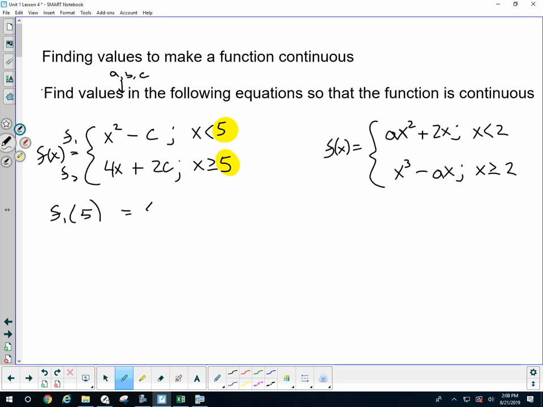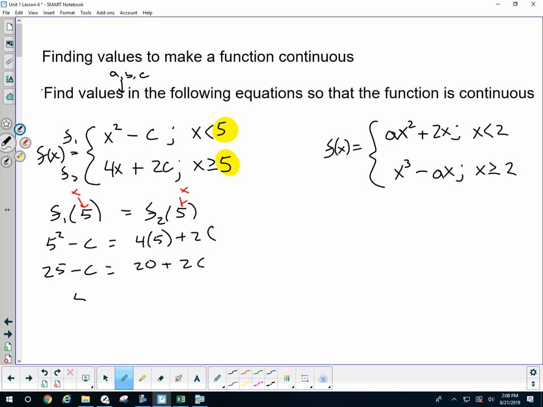Now, before we go too far, remember, this is an x value. So plug in 5 for x, not for c. I'm trying to find c, and this is f of x. So this is 5 squared minus c equals 4 times 5 plus 2c. 25 minus c equals 20 plus 2c. Solve. All right, please do the second one for me.